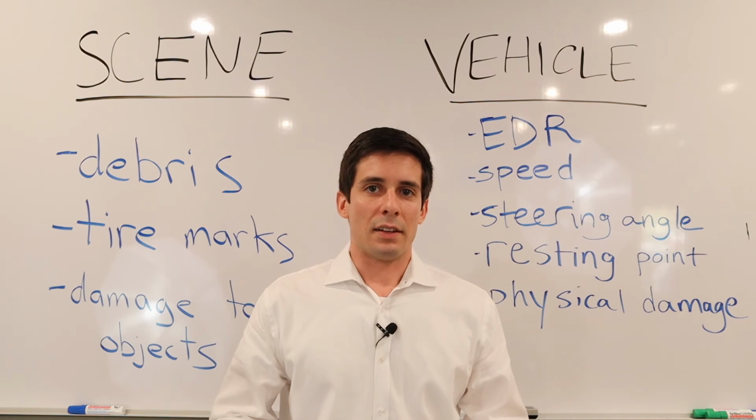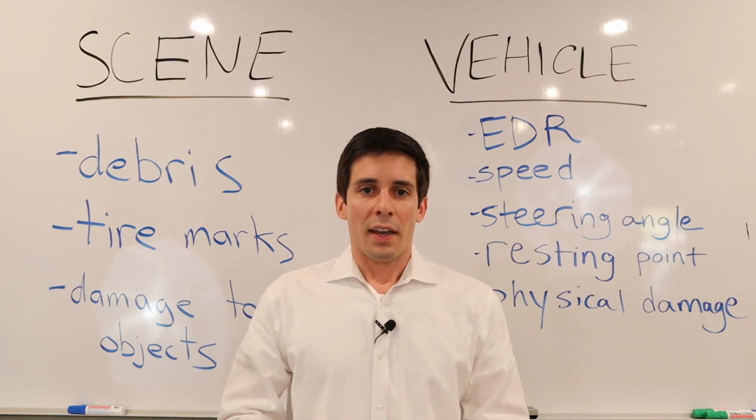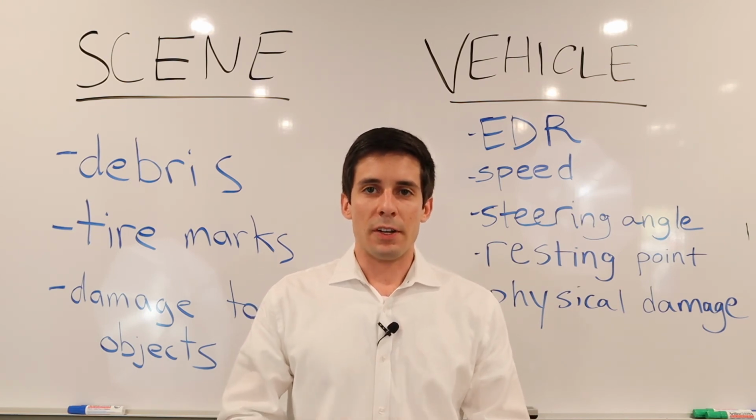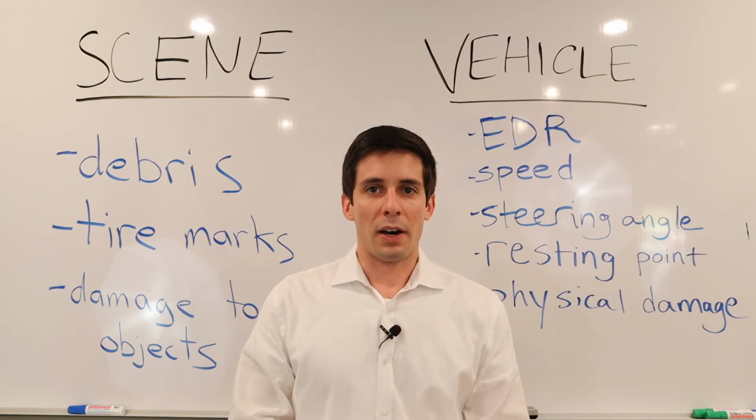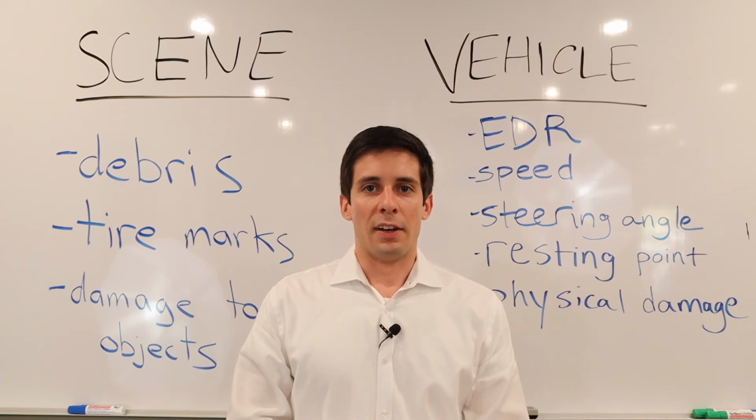They can take the data that they gather and come up with how severe the collision really was based on the change in velocity, and really get to the bottom of what really happened and who was at fault.